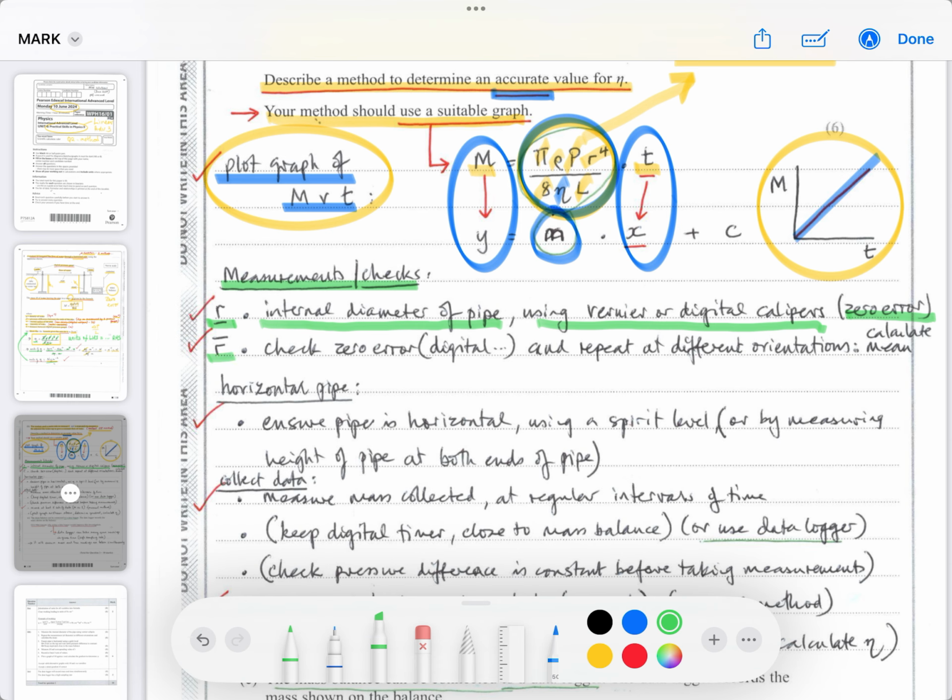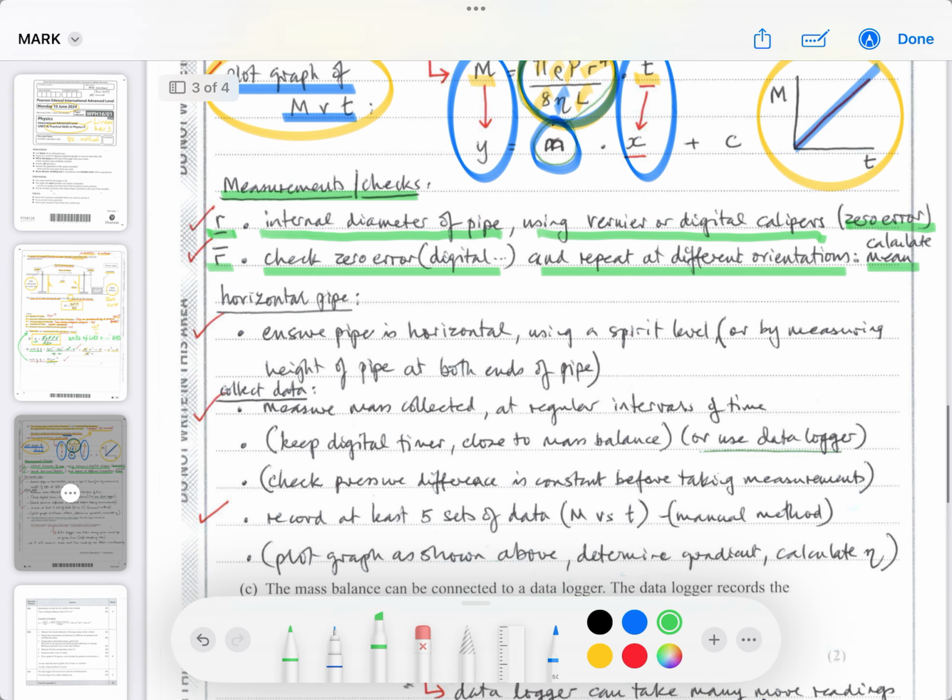Then you want to take the average or mean value of the internal diameter, and you want to check the zero error, and other checks will be to repeat at different orientations to make sure that it is circular, to calculate the mean value. So these will get you 2 marks, and then you want to make sure that the pipe is horizontal.